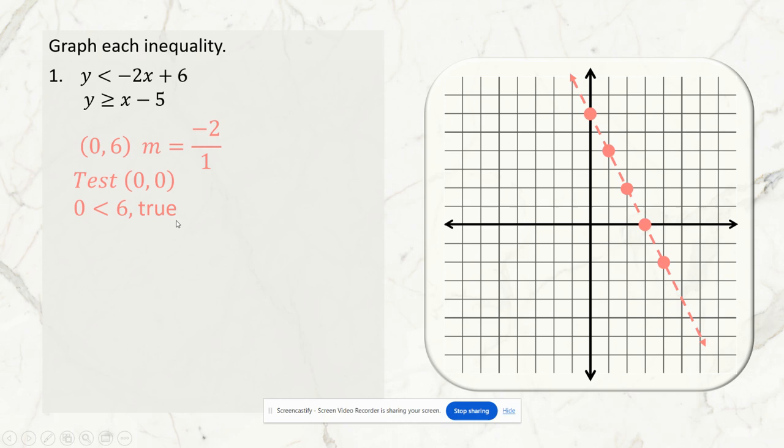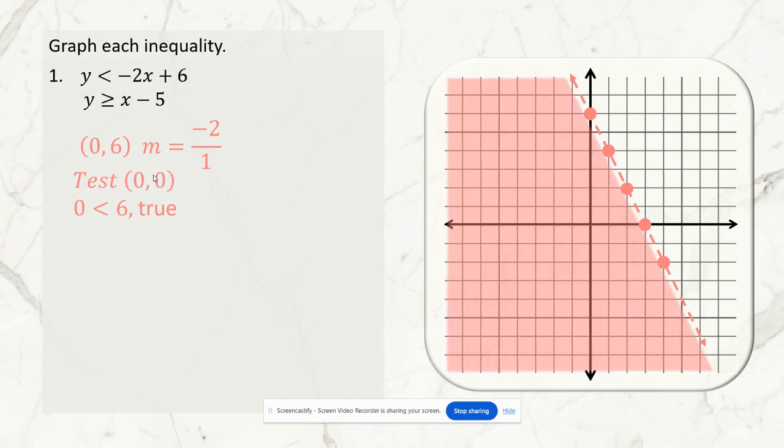Now, since this is a true inequality, we would shade the half plane that contains our test point. Well, this left half is the half that contains our test point, so we'll shade that part. So that's the first half of what we're trying to do here. Now, the second part, we have y is greater than or equal to x minus 5.